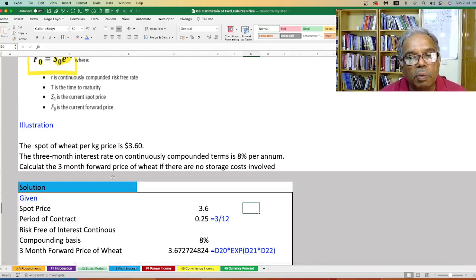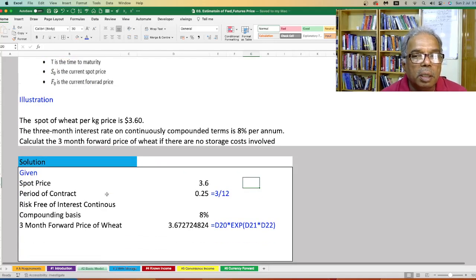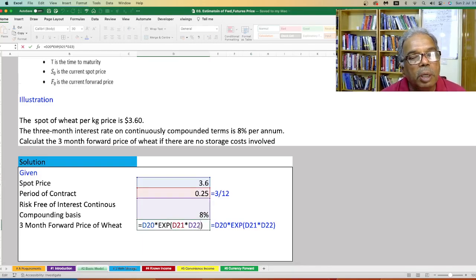The spot price of wheat per kilo is $3.6. The 3 months interest rate on a continuous compounding basis is given as 8% per annum. If you want to calculate the 3 months forward price of wheat, which is nothing but the futures price, it is a simple calculation: spot price times exponential of risk free rate times time. Since we use continuous compounding, we use e raised to R into T.